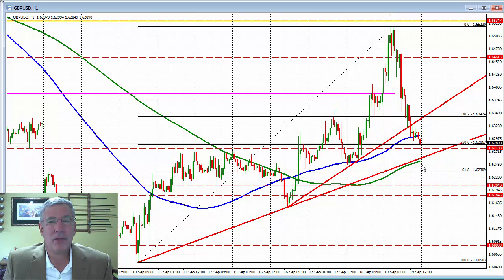It's not about what we think, folks. It's about what the price and the tools are telling us. And if you listen to what the price and tools are telling us, you're going to be better off because of it. Now, the levels that we're going to be watching next week include this trend line right here and the 200-hour moving average.